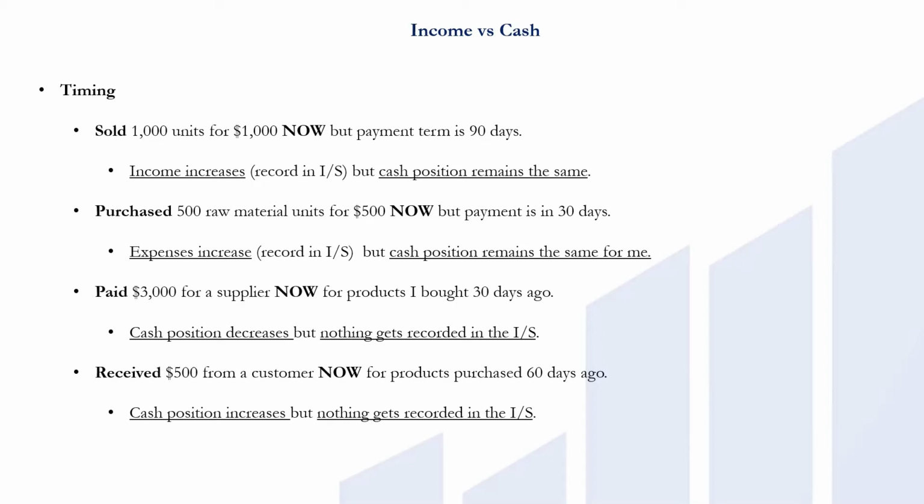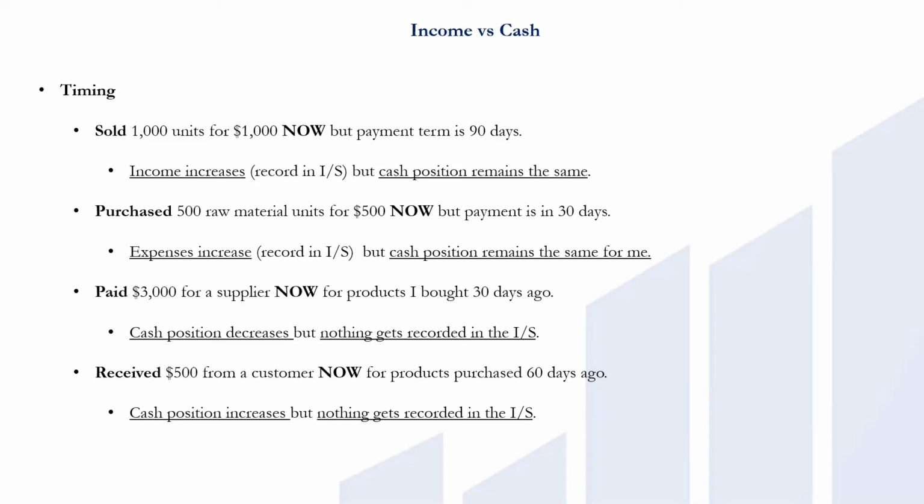Example 1 talks about selling units but not collecting now, the thing that we have discussed earlier. If you sell something right now, it's income. But if you have provided the client with a payment term of 90 days, it means that your income right now will increase, but cash will increase in 90 days. So the cash position now remains the same, but in 90 days, it will increase.